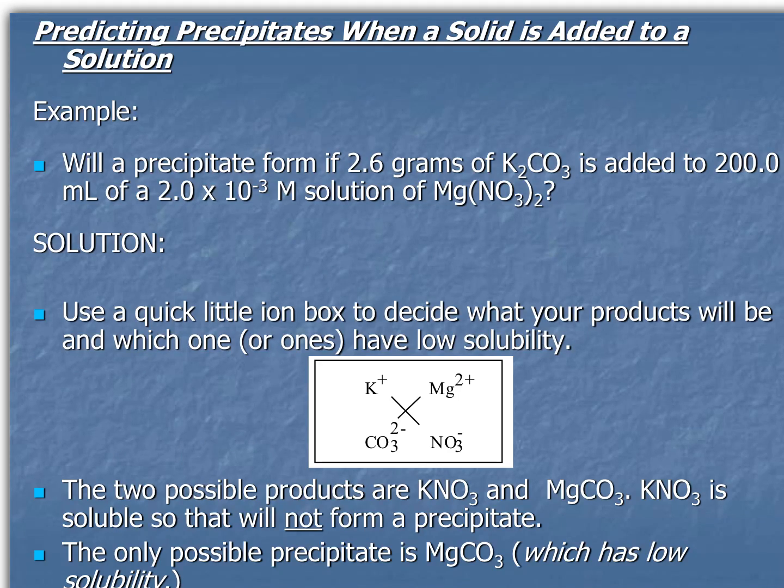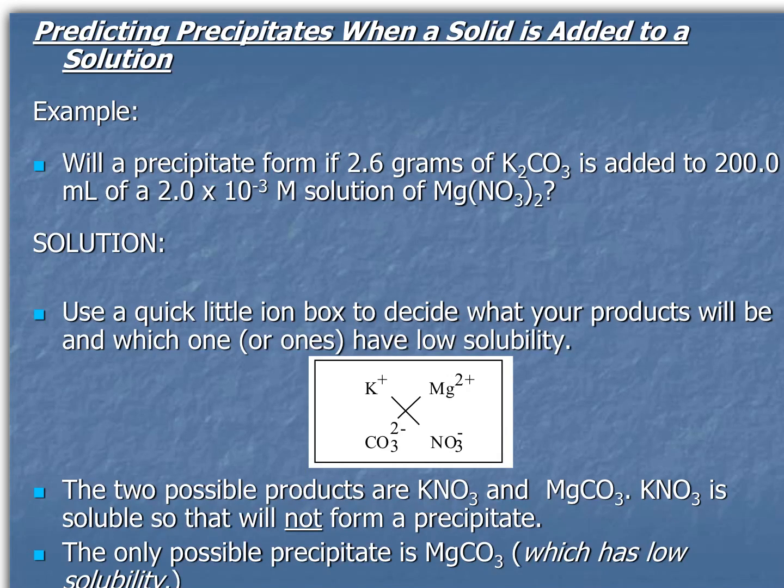So what if we add a solid to a solution instead of mixing two solutions? So let's do an example. Will a precipitate form if 2.6 grams of potassium carbonate is added to 200 milliliters of 2.0 times 10 to the negative 3 molarity magnesium nitrate?